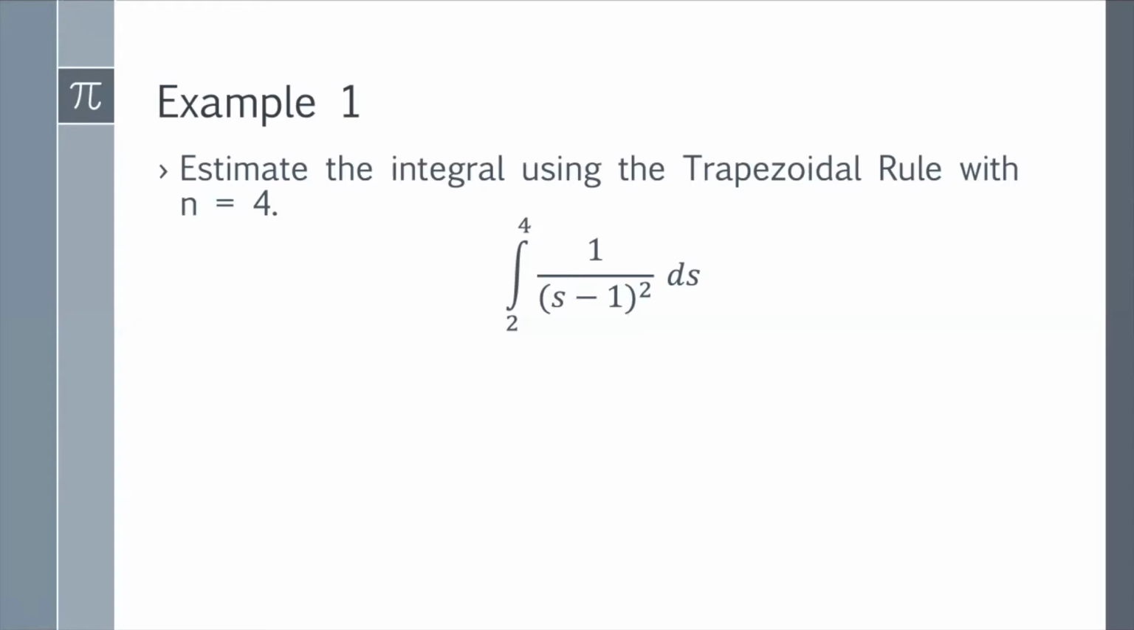So in this problem, a is equal to 2, and of course b is equal to 4. And they told me n was equal to 4. So that means delta x is b minus a over n, which is 4 minus 2 divided by 4, which is 2/4, which is 0.5. You're going to see I'm very big on decimals in this section.